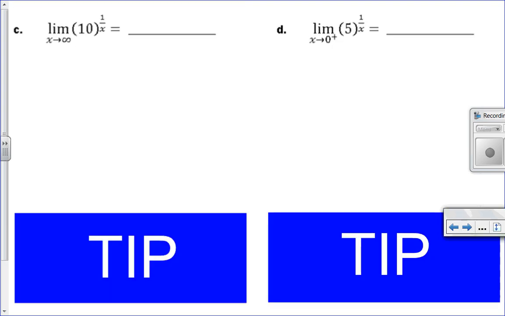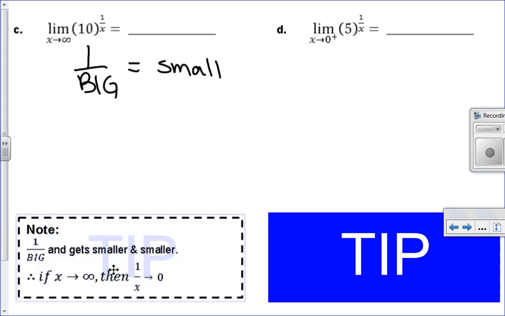Let's try these two questions. So if I have the limit as x approaches infinity of 10 to the exponent of 1 over x. So x is positive, but it's a reciprocal. So let's just think about this. 1 over infinity. So infinity is a really big number. And 1 over a big number is actually a really small number. So if we have 10 to the exponent of a really small number, well, that graph is going to go towards a value of 0.